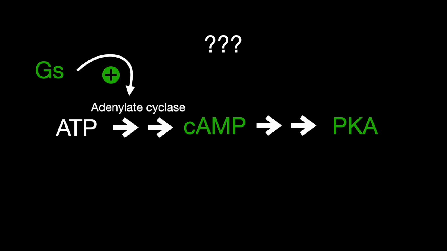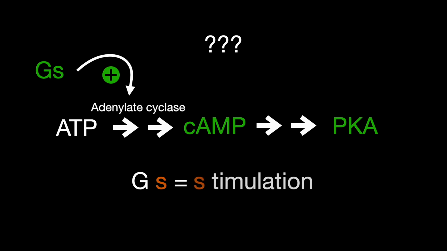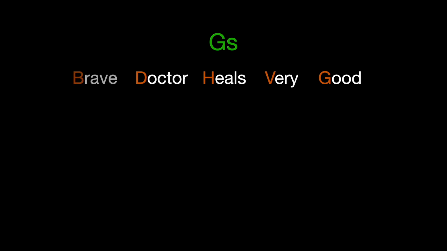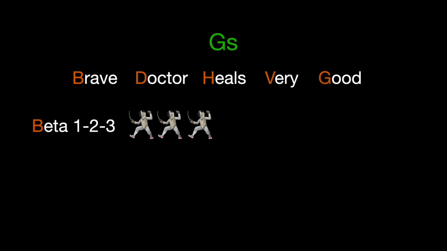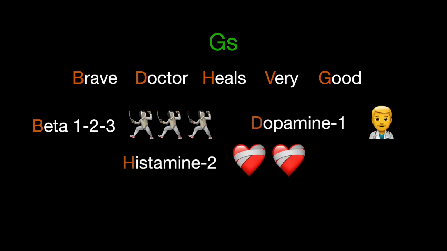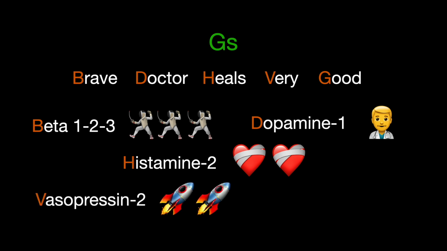Let's set up the equation then. GS equals stimulation. So, which receptors are GS coupled? We will remember them with this sentence. Brave, doctor, heals, very good. So, brave, beta 1, 2, 3, doctor, dopamine 1, heals, histamine 2, very, vasopressin 2, good, glucagon.